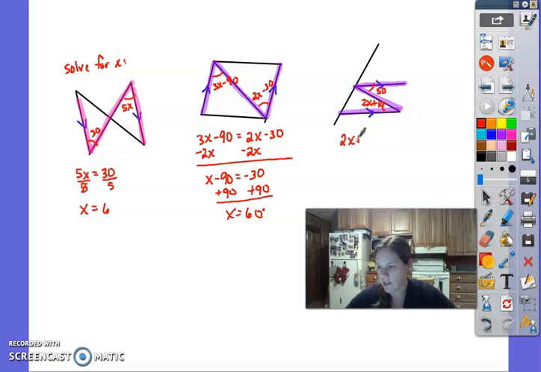Since they're alternate interior angles, they are the same measure. So I can do 2x plus 10. I cannot read my own writing there because it ran into it. Equals 50. You've got some lovely solving to do. And hopefully yours agrees with mine at 20 degrees.